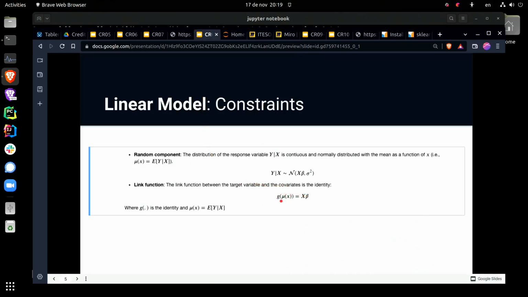So that's the idea of the link, right? We have a function that describes a parameter of our distribution, in this case the mean. So we have mu, that is a function of x, and if we apply the link function g, we should be able to directly represent that as the linear combination of the independent variables. So that's the main idea.